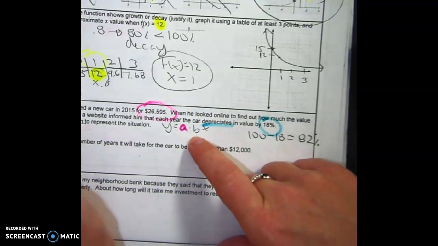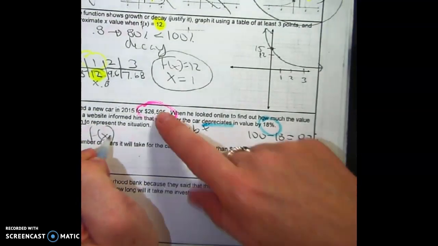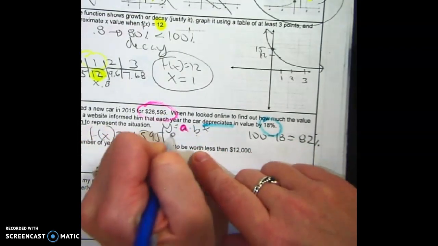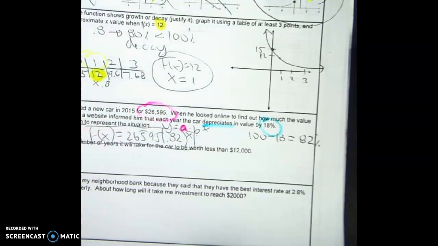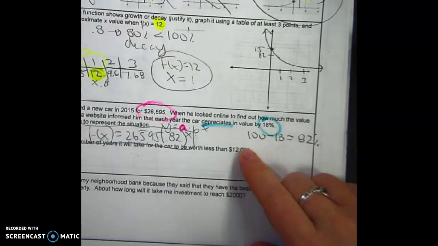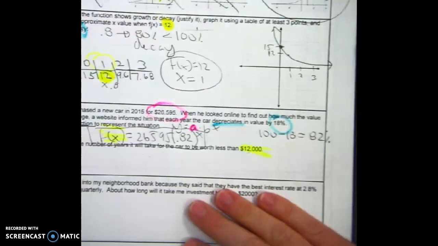So if I've got to make it a function, I've got to say f of x, since it says that. If it said equation, I could do y equals. f of x equals 26595 parentheses 0.82 to the x. Okay, that's the function. Estimate the number of years it will take for it to be less than 12,000. So that means that is going to go right in there. So that's what we're going to fill out.